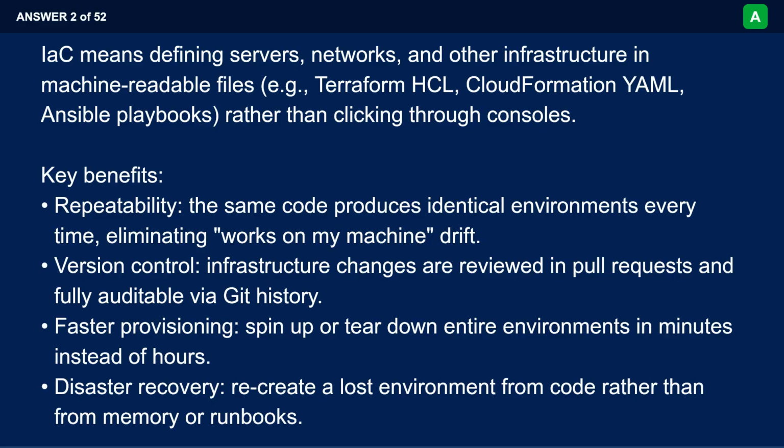Key benefits: repeatability. The same code produces identical environments every time, eliminating "works on my machine" drift. Version control: infrastructure changes are reviewed in pull requests and fully auditable via Git history. Faster provisioning: spin up or tear down entire environments in minutes instead of hours. Disaster recovery: recreate a lost environment from code rather than from memory or runbooks.